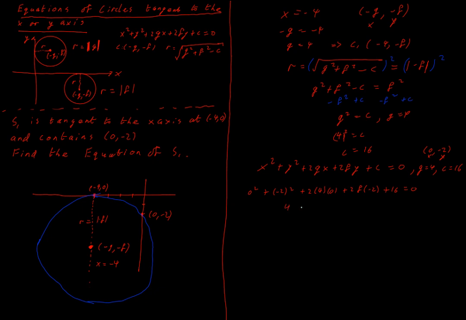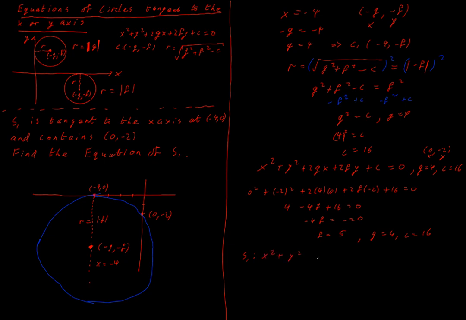So I get 4 minus 4f plus 16 is equal to 0. So minus 4f is equal to minus 20. Rearranging, f is equal to 5. So I now know that f is 5, g is 4, and c is equal to 16. I now have all of the things that I need in order to write down the equation of S1.